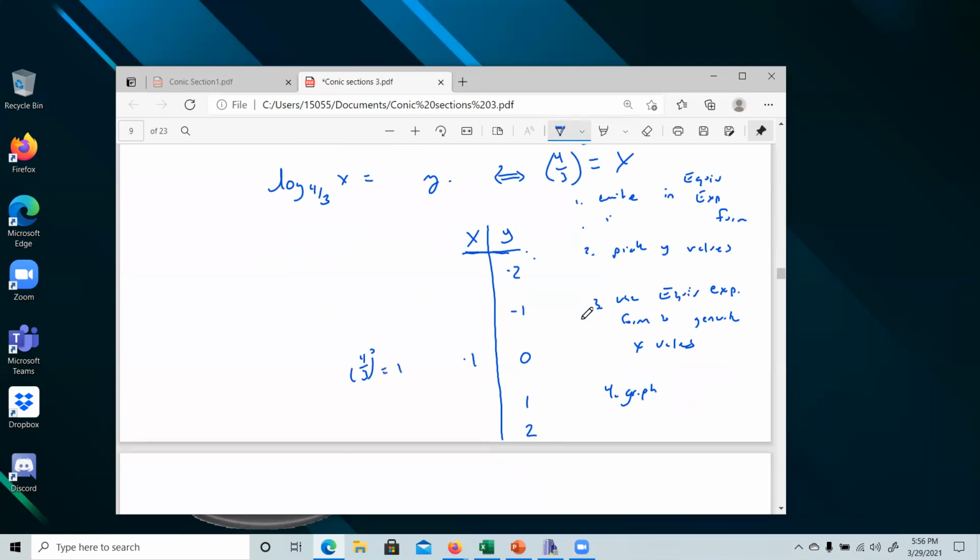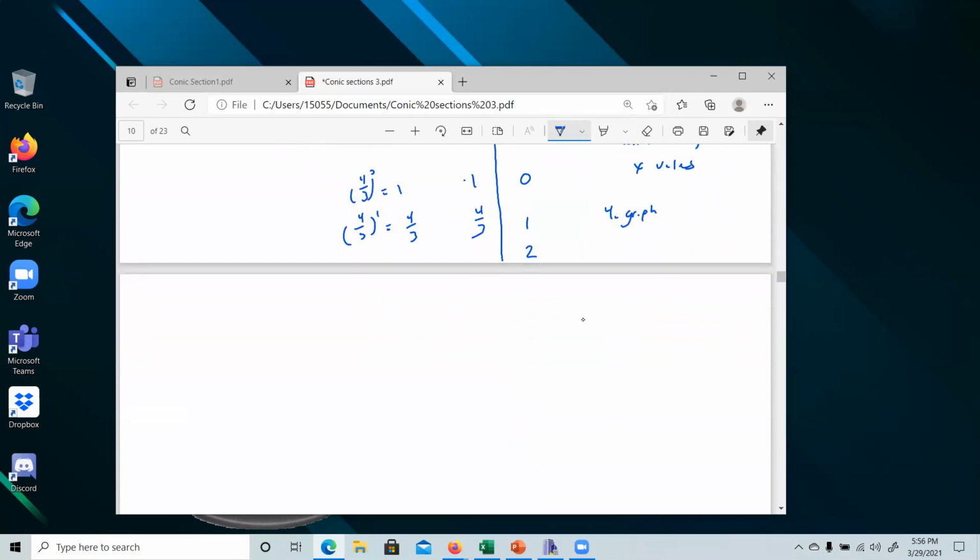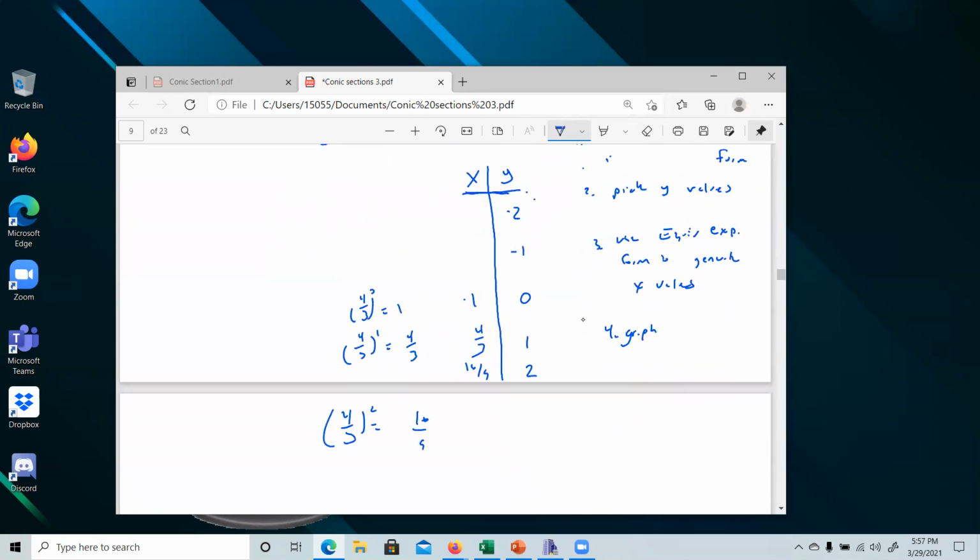How about 4/3 to the first power? That's 4/3. 4/3 to the second power? That's going to be 16/9: square the 4, square the 3. If we do negative 1, 4/3 to the negative 1 gives us 3/4, because negative 1 means reciprocal. And 4/3 to the negative 2 is reciprocal, but it's 9/16.